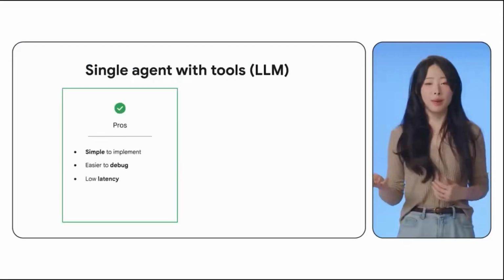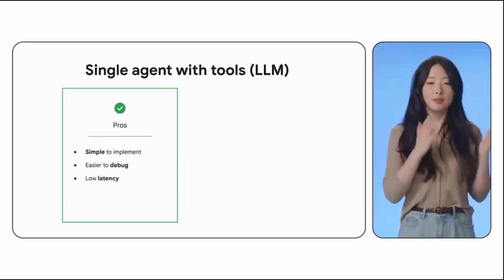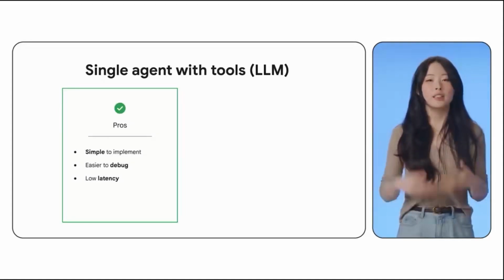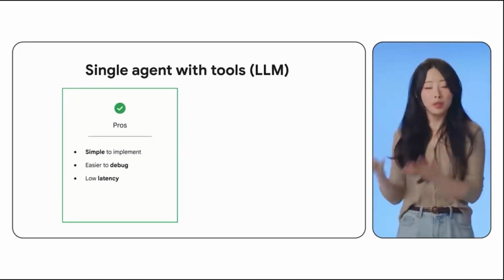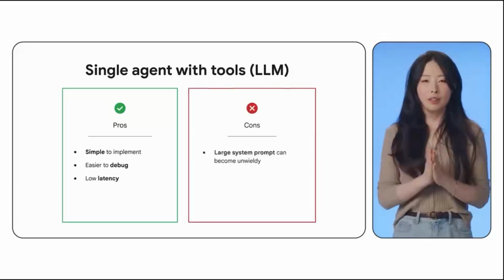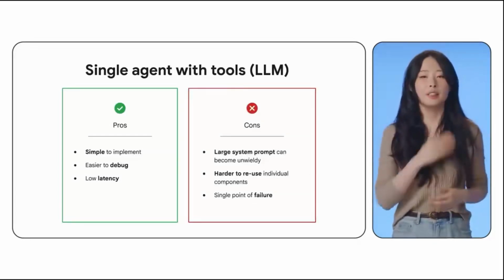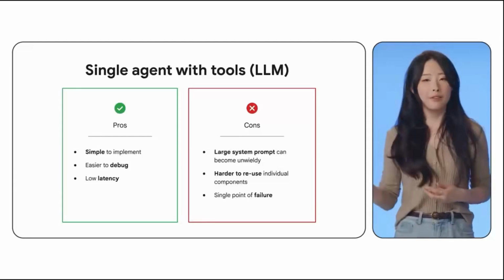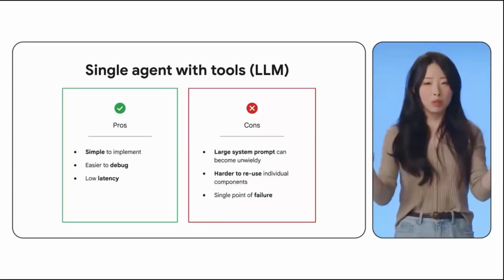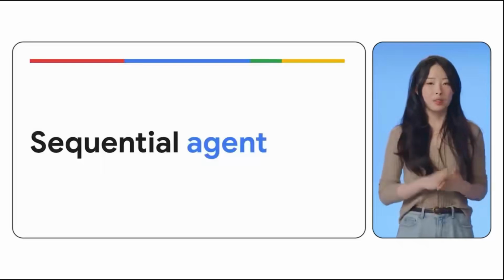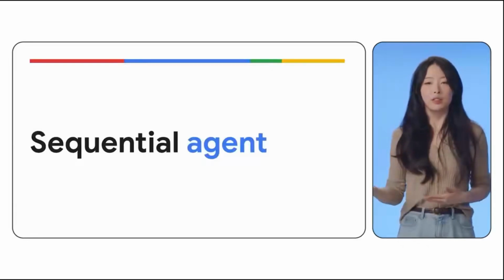With the single agent pattern, the benefit is it is very simple to implement and is great for straightforward multi-step tasks. However, it is less reliable for complex workflows, is harder to control, and can fail as tasks become more complex. Now, let's get to the second part of this video, which is the sequential agent.